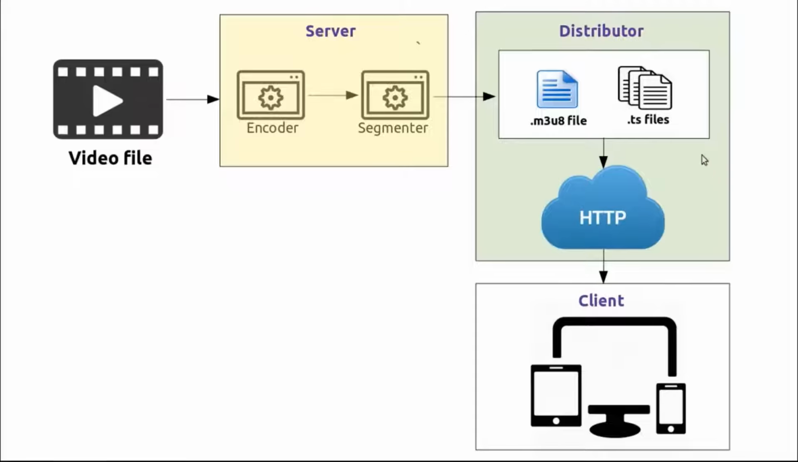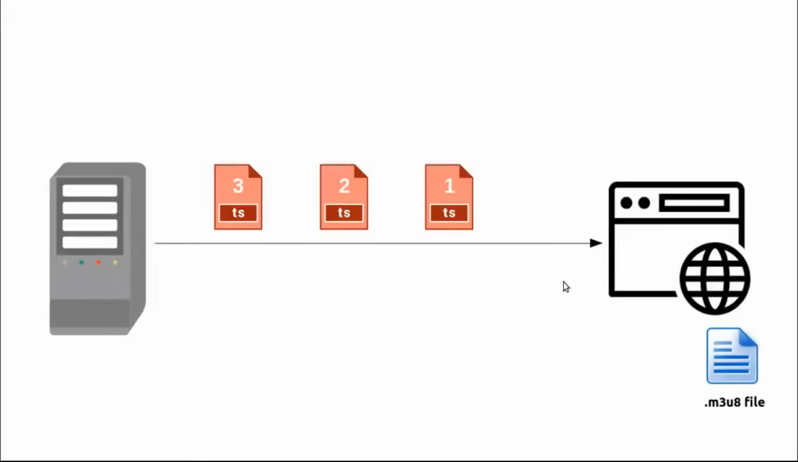And now the client will first of all get the M3U8 file like this, and once they get the M3U8 file, now they know the order in which TS files have to be requested.